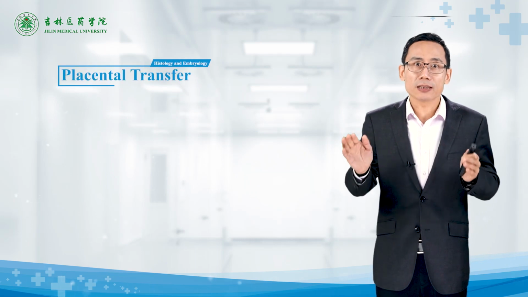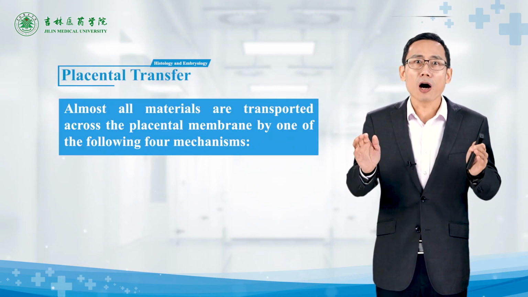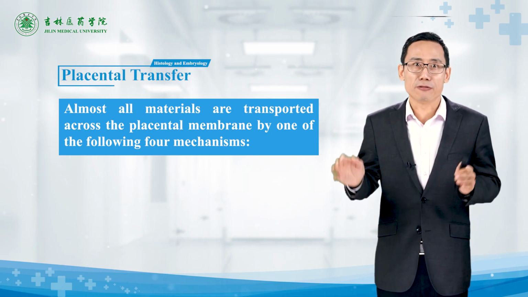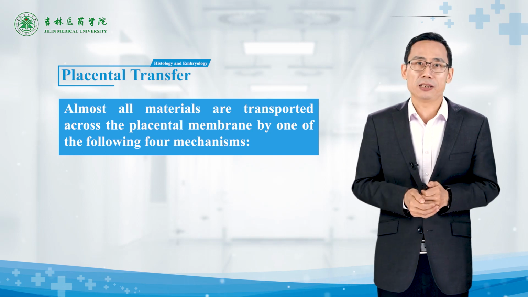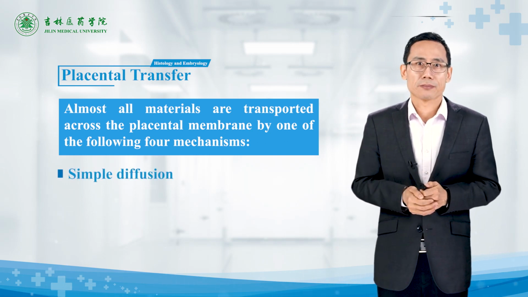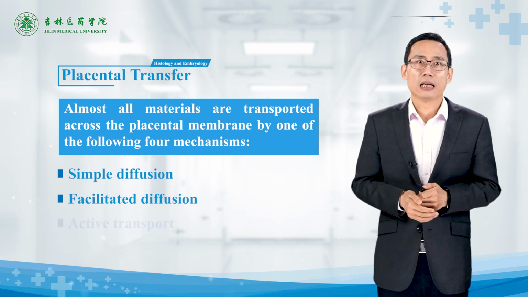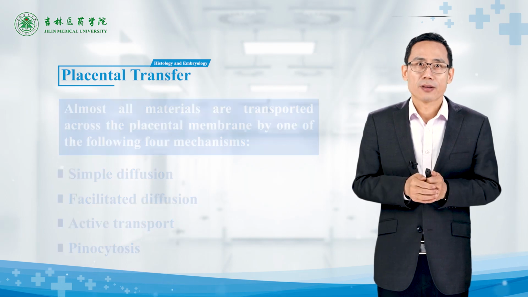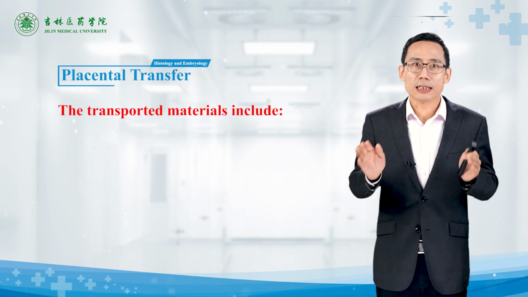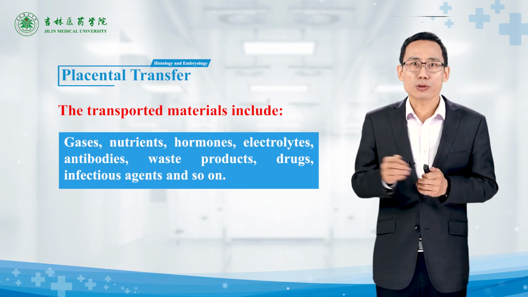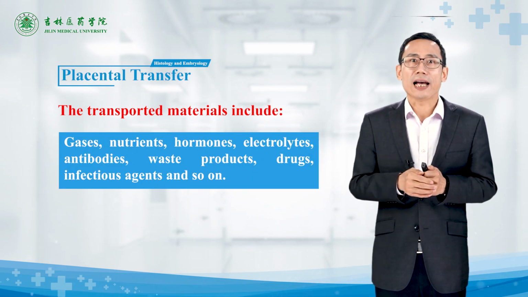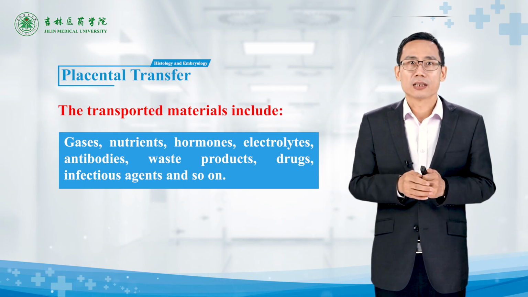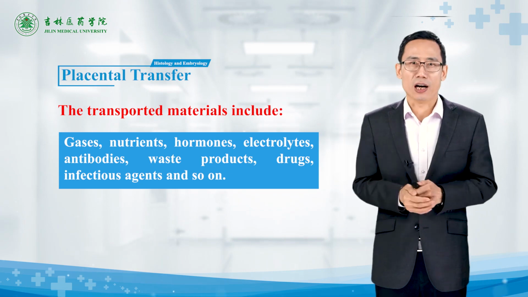Material exchange, or placental transfer. Almost all materials are transported across the placental membrane by one of the following four mechanisms: simple diffusion, facilitated diffusion, active transport, and pinocytosis. The transported materials include gases, nutrients, hormones, electrolytes, antibodies, waste products, drugs, infectious agents, and so on.